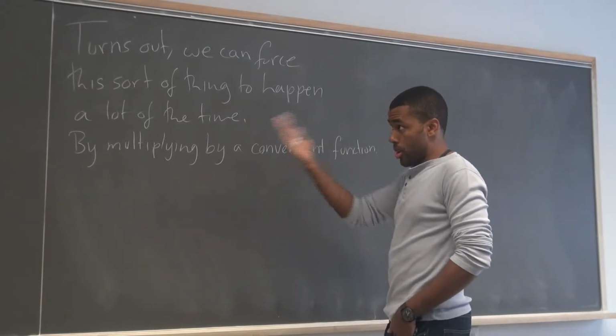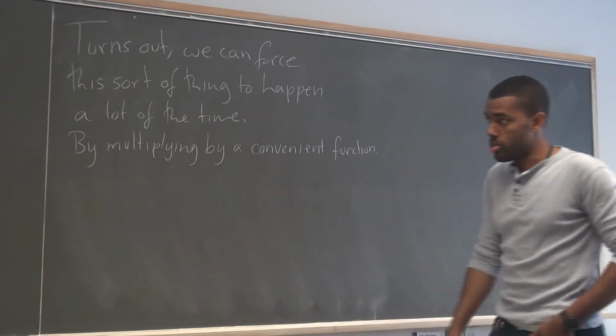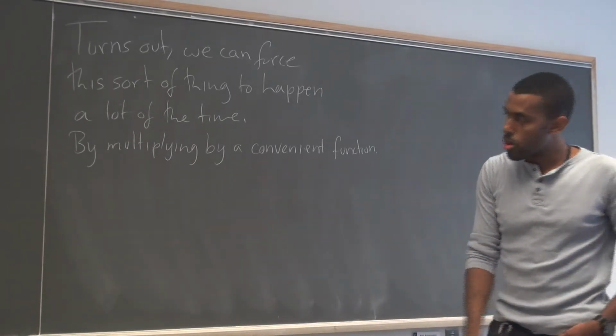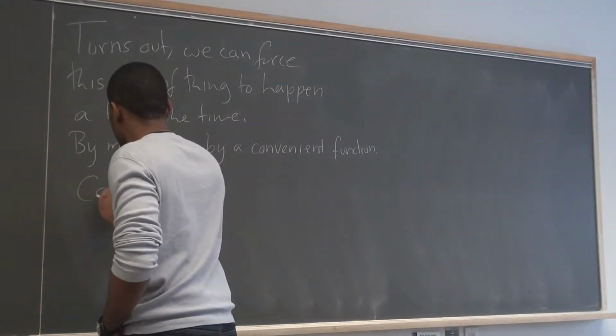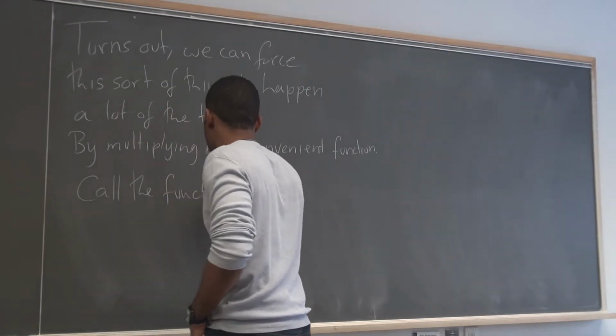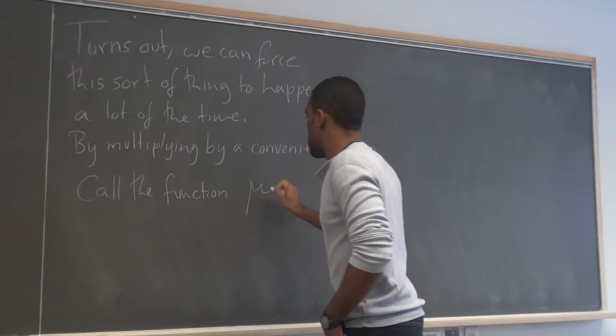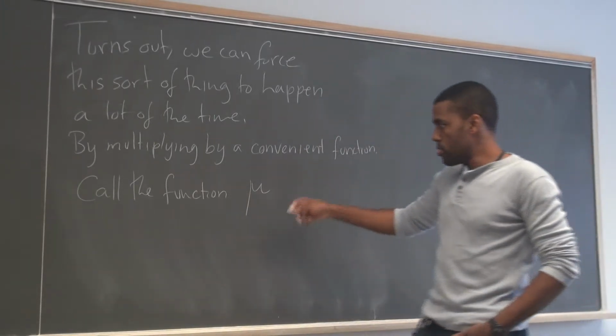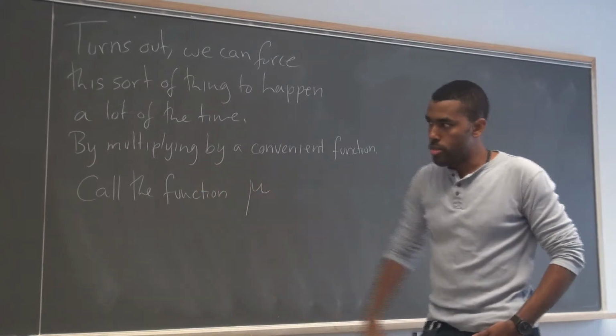I gave it away. I told you all we have to do is multiply by some convenient function and this will happen, but how do we find such a function is the core question. Call this function mu. That's what we're going to call it. And it'll be mu of x or mu of t depending on what your independent variable is.